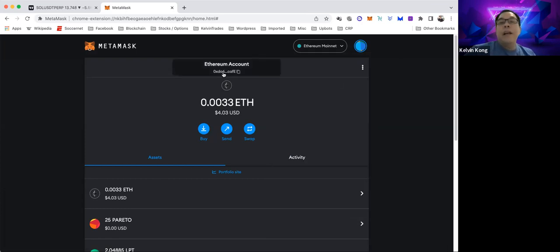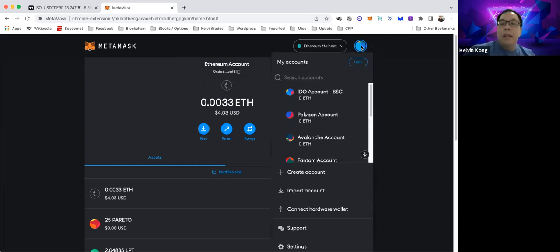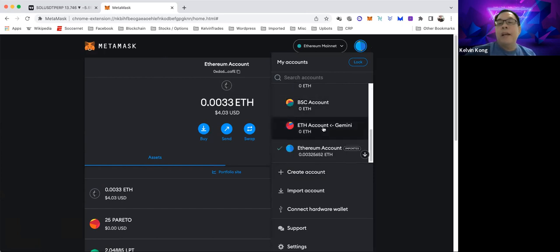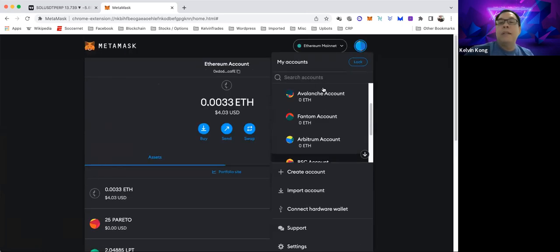So how to create multiple wallets? If you want to, you come over here, you click this colored circle, and then you click create account. When you click create account, you create a new wallet. So as you can see over here, I have multiple wallets.